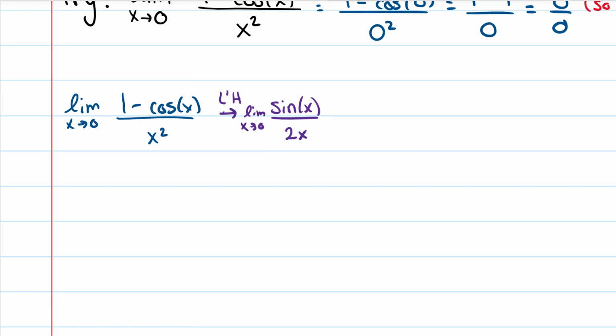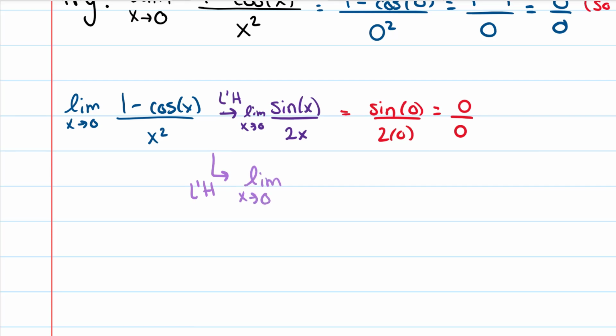From here, we're going to try a direct substitution. We get sine of 0 over 2 times 0, which still becomes 0 over 0. This means that we have to use L'Hopital's rule again. And we get the limit as x approaches 0 of the derivative of sine, which is cosine, over the derivative of 2x, which is 2. Now we're going to try our direct substitution again, and we get cosine of 0 over 2, which is 1/2.